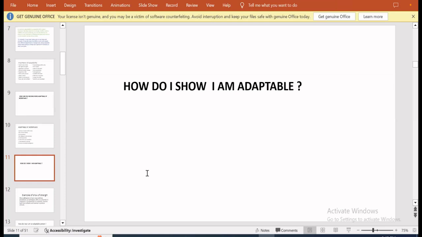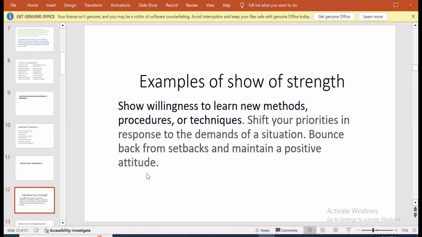How do I show that I am adaptable? When you are a fresher, you have to show that you are interested in working as an adaptable engineer. Show willingness to learn new methods, procedures and techniques, and if there are any setbacks, you do not see them as problems, you accept the challenge. When you go to the office, as an engineer you will face such problems, and you will accept new things. No problem, give me the work, I will do it. If there is an issue or a mistake, you will accept it, take responsibility, and respond quickly to the situation.